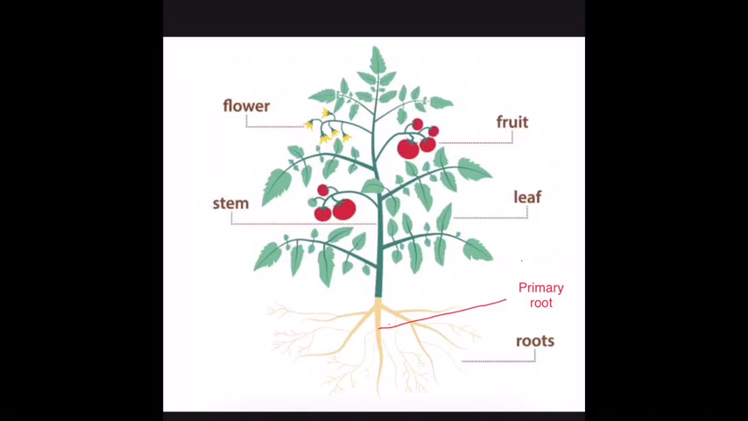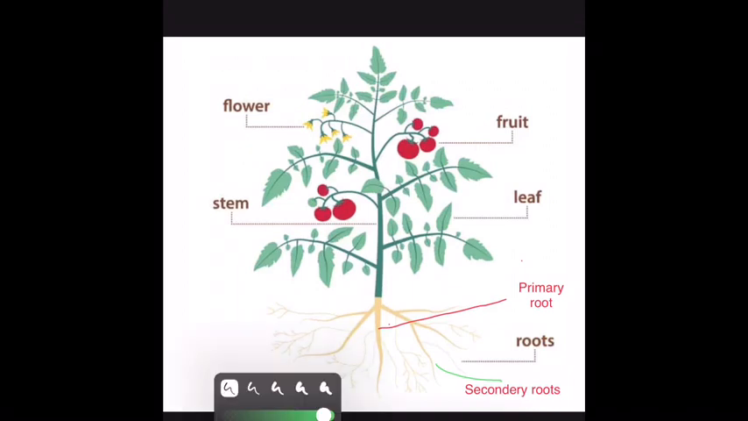Taproot is divided into two parts: primary root, which gives strength to the body, and the secondary roots, which absorb water and dissolved minerals from the soil. Roots also act as storage of food for the plant.